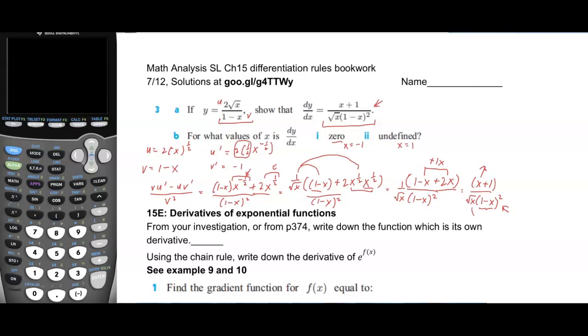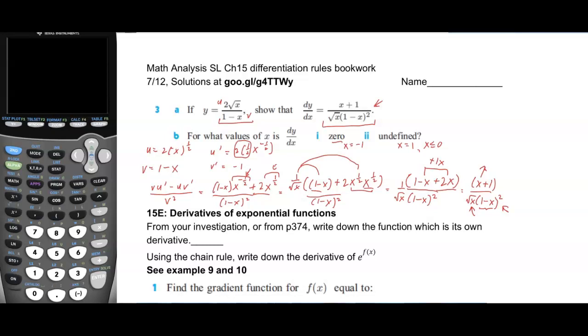The other possibility is if we put anything 0 or below in the square root of x. If we put in 0, the denominator is going to be 0, so that would make it undefined. If we put anything negative in the square root, we would also get something undefined, and the whole thing would be undefined. So x is equal to 1 or x is less than or equal to 0 would cause the derivative to be undefined.